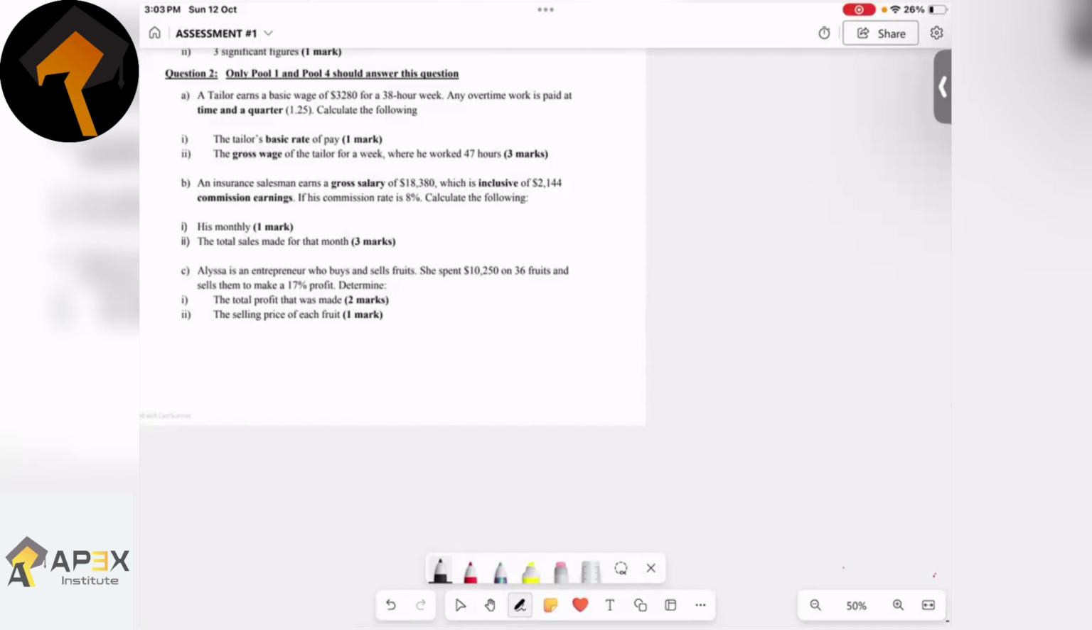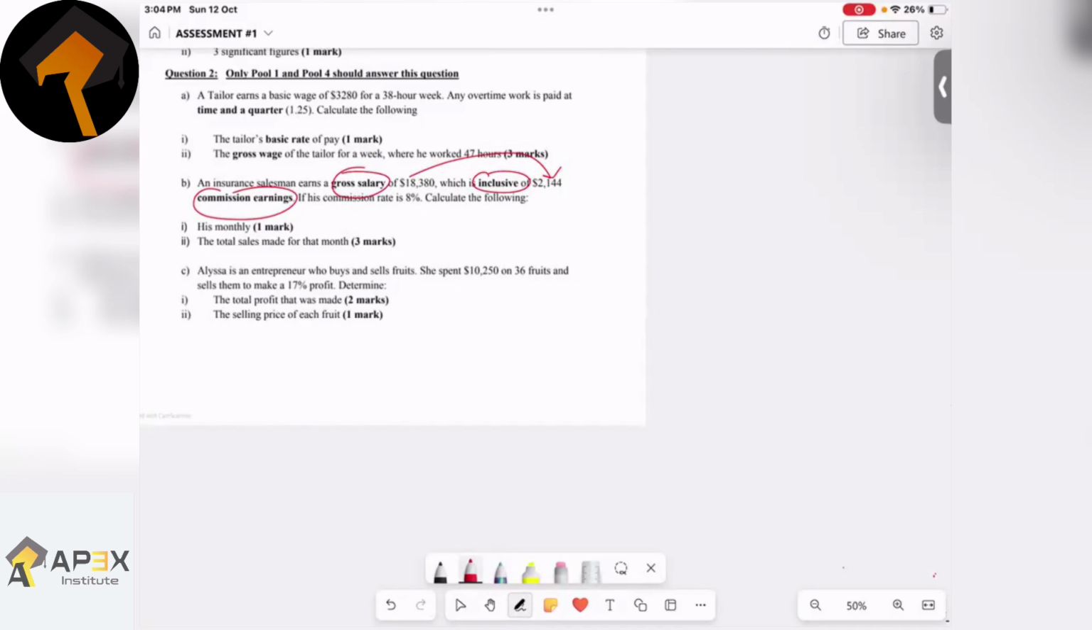An insurance salesman earns a gross salary of 18,380, which is inclusive. And if you notice again, guys, this is what CXC does. I notice that they do it a lot. They start to highlight certain words in the question so that the student can understand the importance of the numbers and how they are connected. So with the salesman earning a gross salary, you see that word gross, we spoke about it earlier, gross meaning that it's an accumulation of an income. It means something extra with your regular, with your basic salary or basic wage.